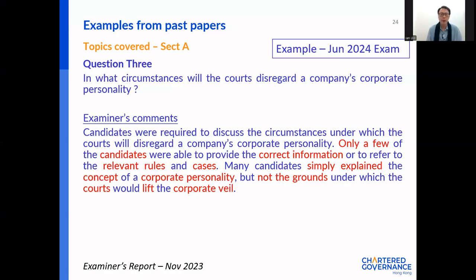So for example, if the individual was using the company structure, a limited liability company, to evade their legal obligations, then the court will say, no, we will not allow you to do that. We will pierce the corporate veil, look right through the company and hold the individual legally liable.